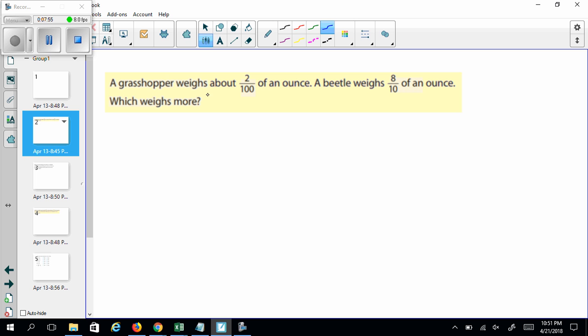So here it says a grasshopper weighs about 2/100ths of an ounce. A beetle weighs 8/10ths of an ounce. Which weighs more? Okay, so I'm looking at which weighs more, the grasshopper or the beetle. So here I have 2/100ths and I have 8/10ths. Now, I do not have a numerator that is the same, so I have to look at my denominators. My denominators are not the same here either, so oh my gosh, what are we going to do?